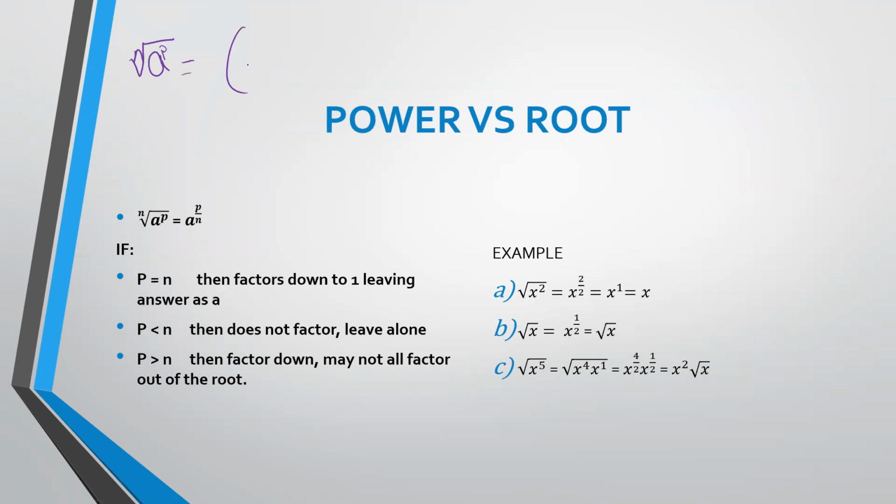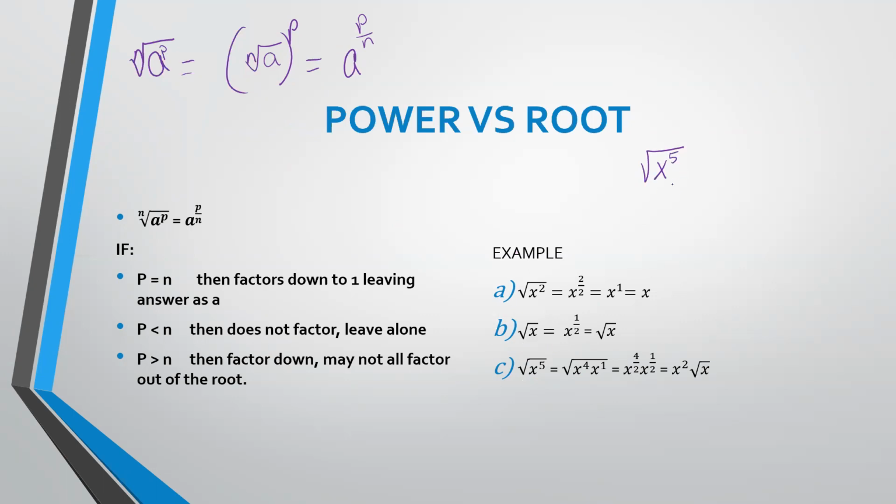We can also rewrite that as the nth root of the radicand A raised to the power P. And we can also write it as A, the radicand, raised to the power divided by the root. There we go. So let's use an example. I really like C. C is a good example. So I have the square root of x to the 5th power.